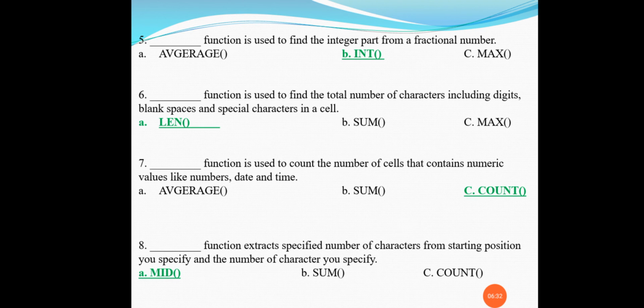Fifth one, dash function is used to find the integer part from the fraction number. Options are A. Average, B. Integer, C. Max. So answer is int, integer.